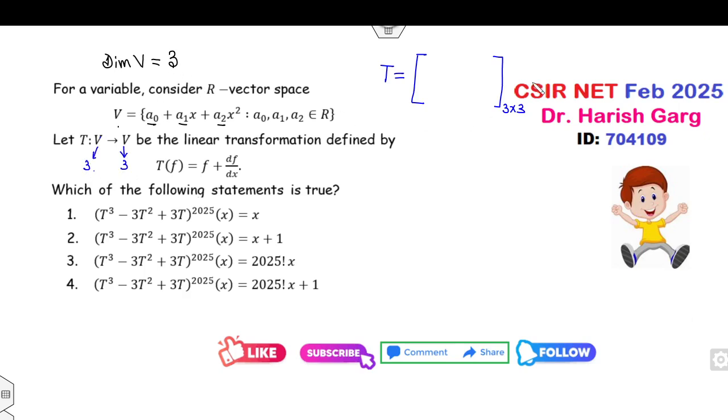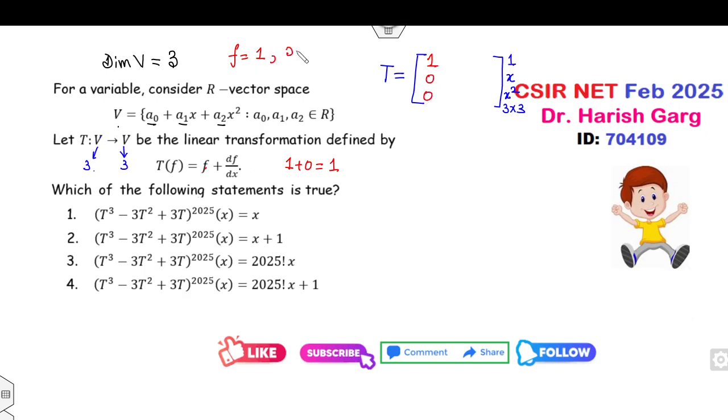Now what are the basis elements? The basis elements are 1, x, x square. Firstly I can choose the value of f as 1. Then this value will be 1 plus 0, that is 1. So the constant is 1, and the rest of the values are 0.